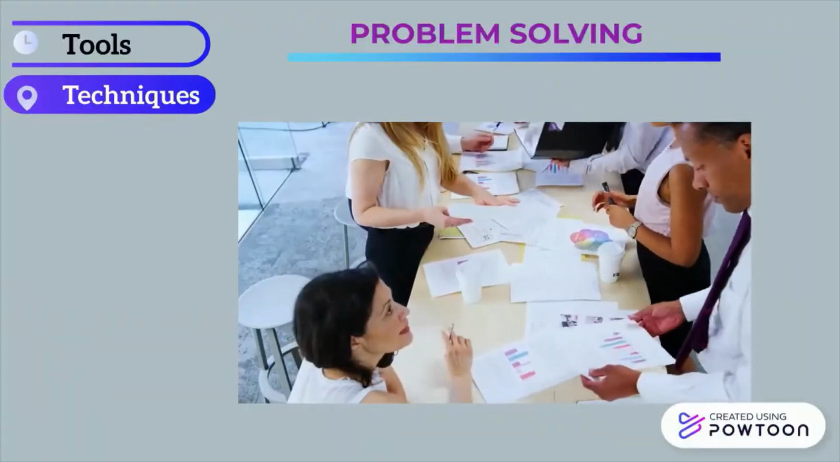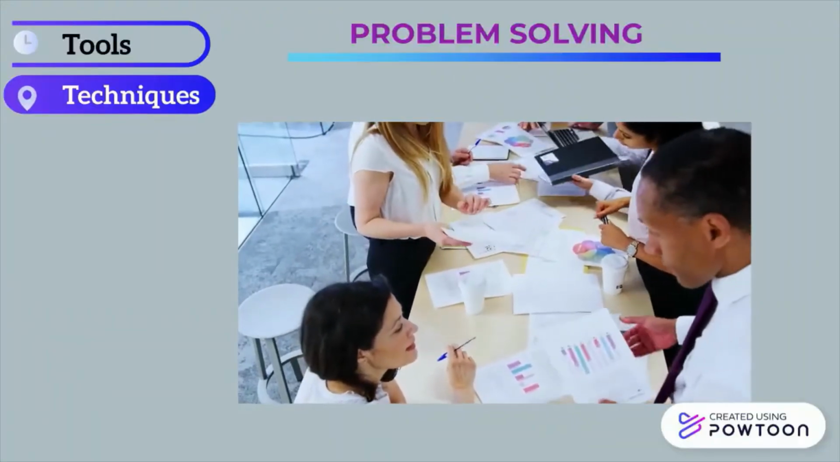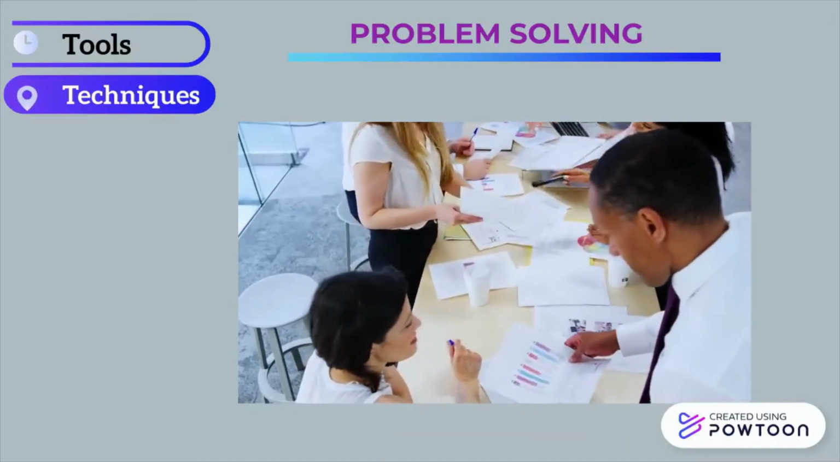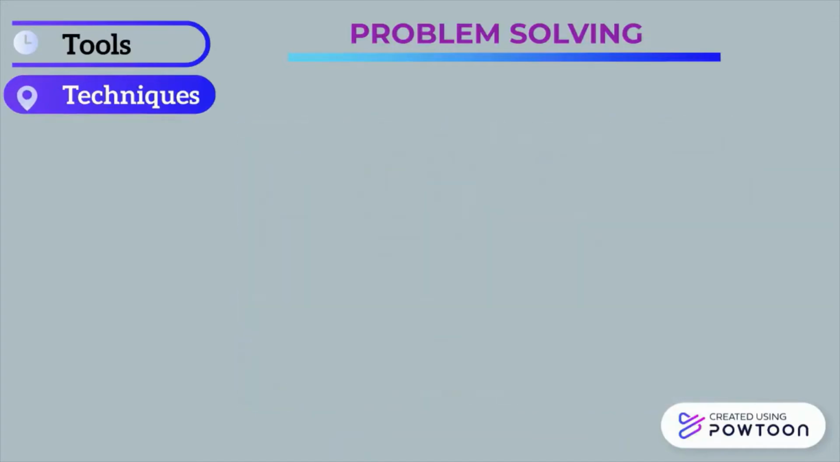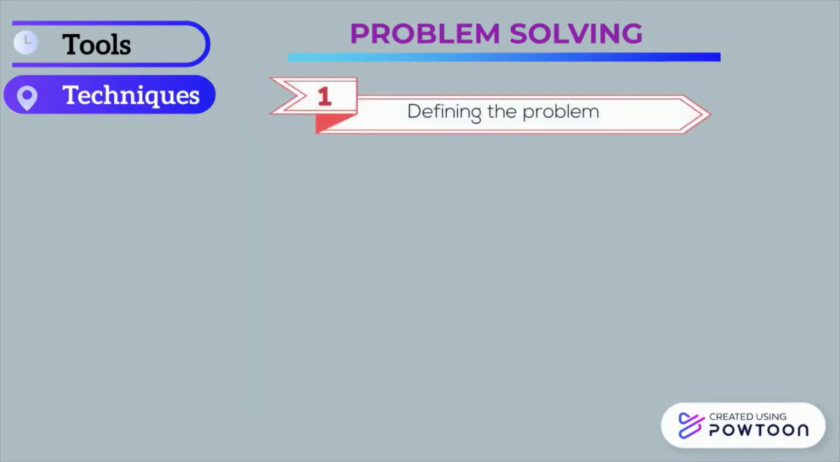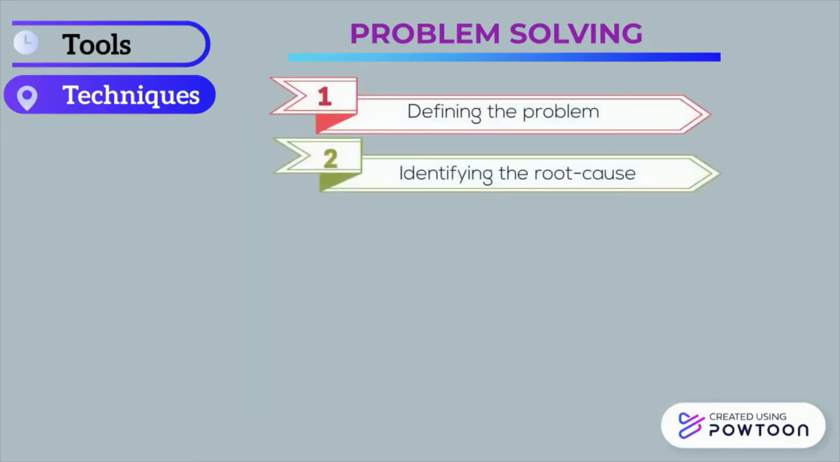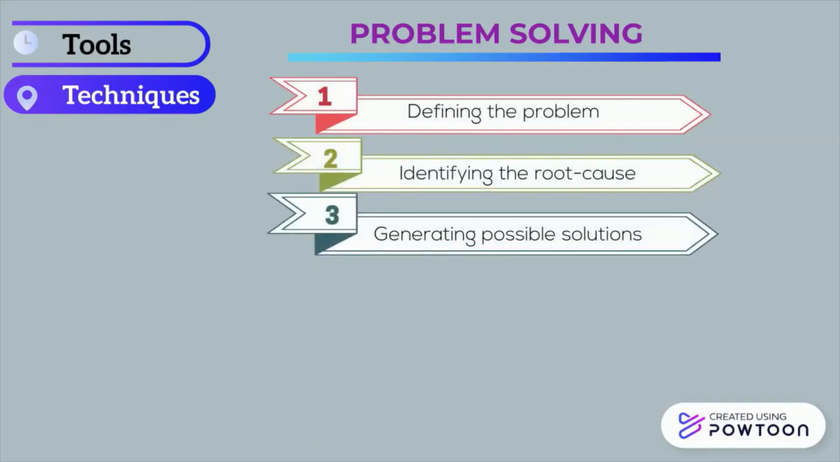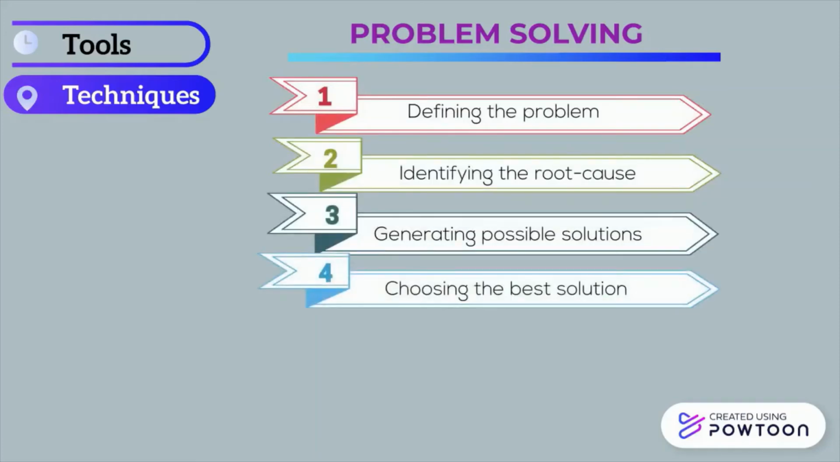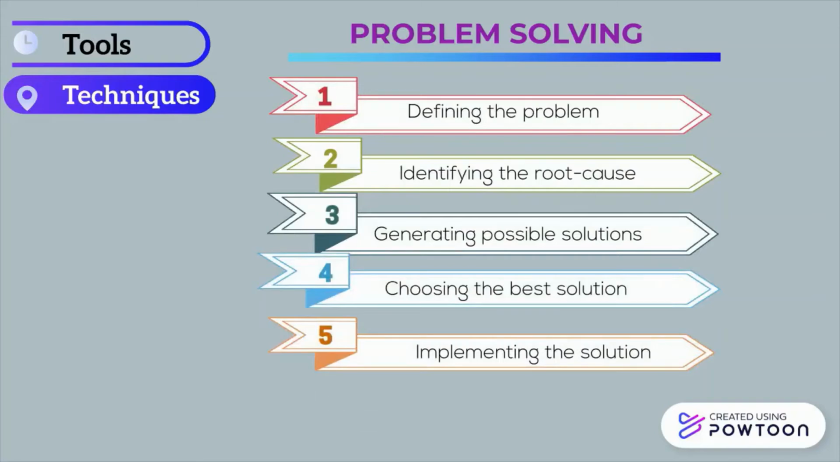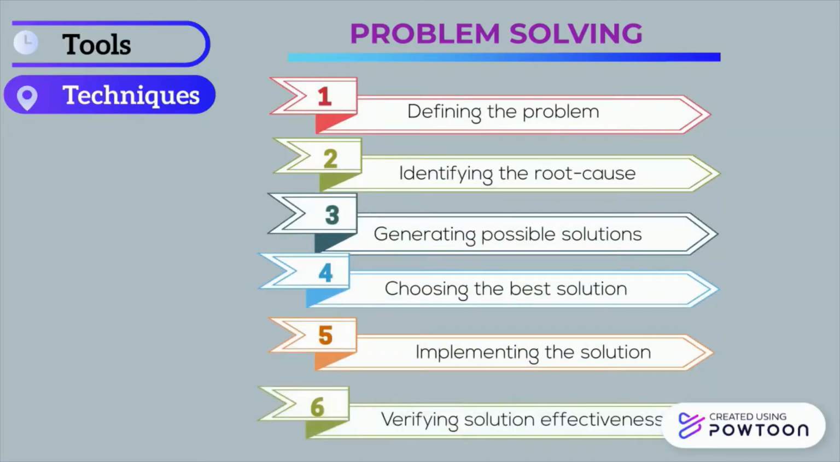Effective and systematic problem solving is a fundamental element in quality assurance and quality improvement. Problem solving methods include defining the problem, identifying the root cause, generating possible solutions, choosing the best solution, implementing the solution, and verifying solution effectiveness.